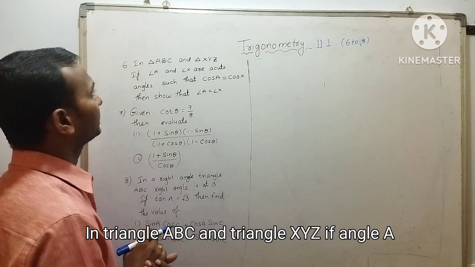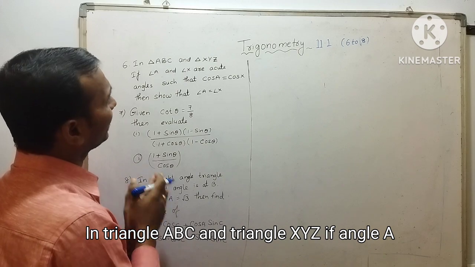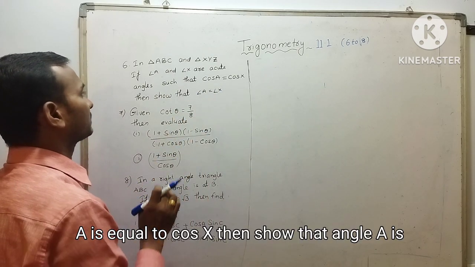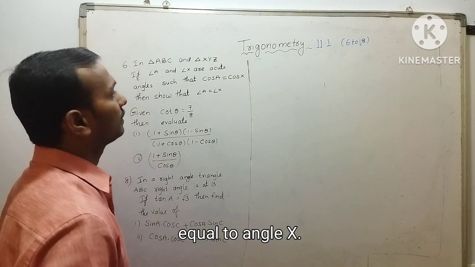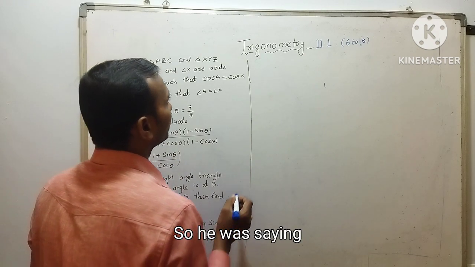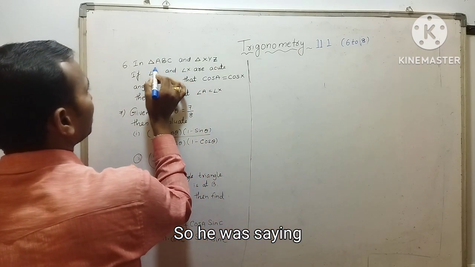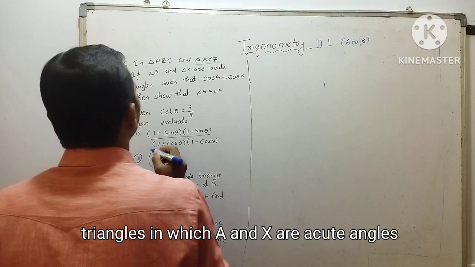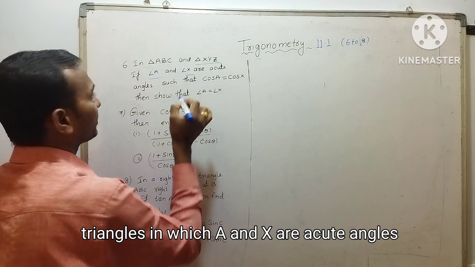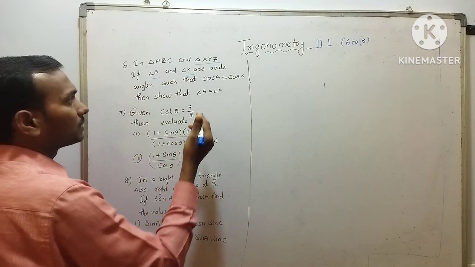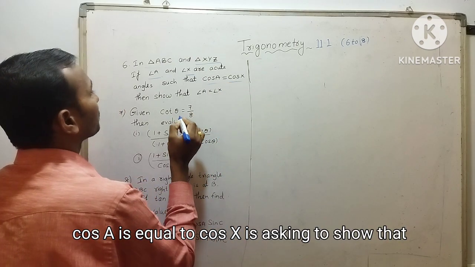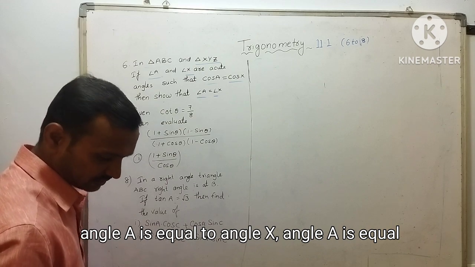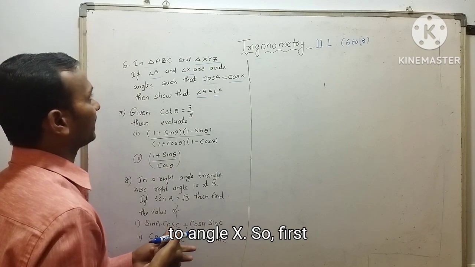In triangle ABC and triangle XYZ, if angle A and angle X are acute angles such that cos A is equal to cos X, then show that angle A is equal to angle X. So he was saying that ABC, XYZ are the two triangles in which A and X are acute angles. So cos A is equal to cos X. He is asking to show that angle A is equal to angle X.